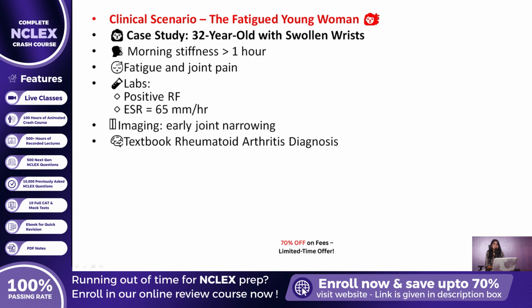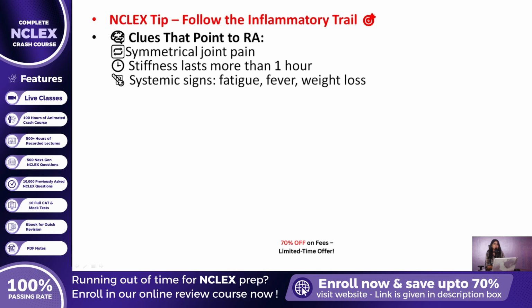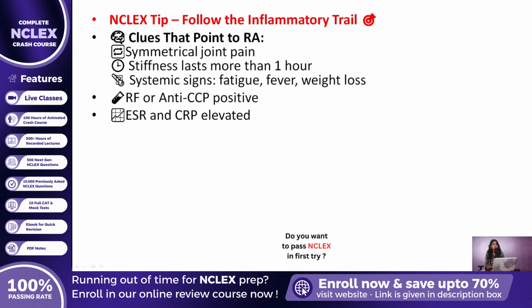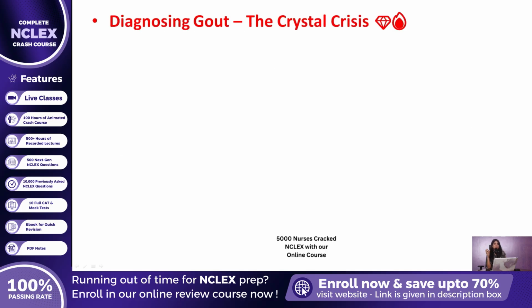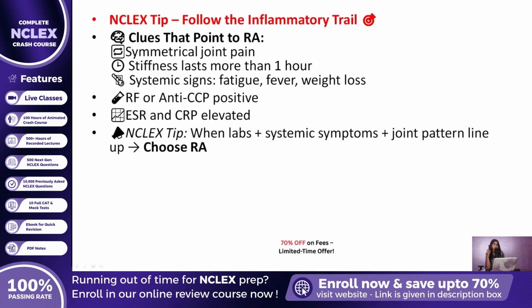And here is your NCLEX tip. If the case includes symmetrical joint pain, prolonged morning stiffness, fatigue, and those elevated inflammatory markers, rheumatoid arthritis should be your top pick. This is where your clinical reasoning really matters, and knowing how to connect all these pieces is exactly what sets you apart as a confident, competent nurse.